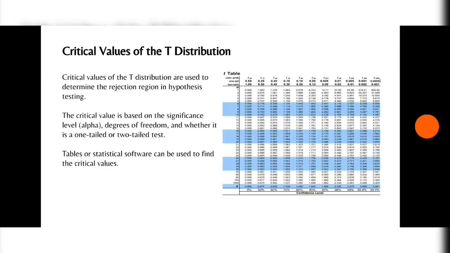Critical values of the t distribution. Critical values of the t distribution are used to determine the rejection region in hypothesis testing. The critical value is based on the significance level, degrees of freedom, and whether it is a one tail or two tail test. Tables or statistical software can be used to find the critical values.